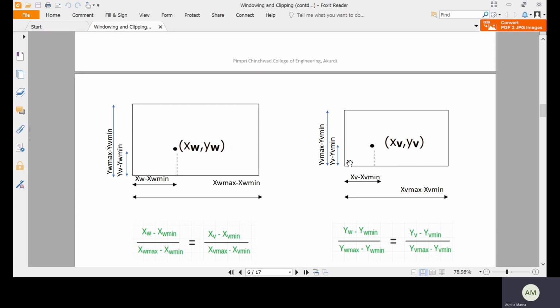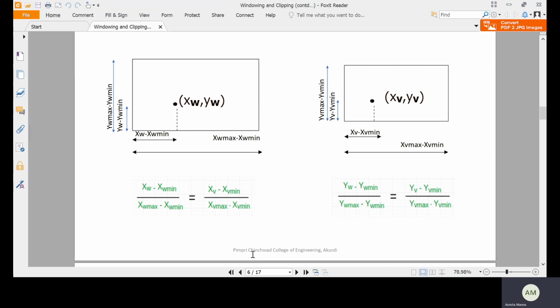To maintain the relative position of the point, this distance by the total distance, this ratio should be equal to this distance by the whole distance, this ratio. So xw minus xw min whole by xw max minus xw min, this by this, that should be equal to this by this: xv minus xv min by xv max minus xv min.